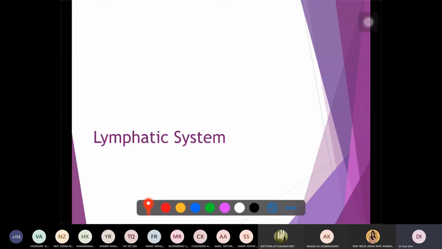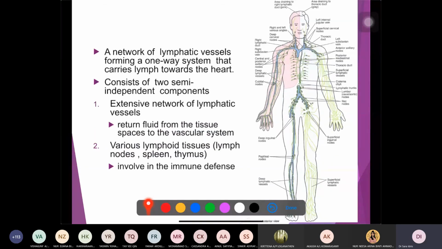The lymphatic system is a network of lymphatic vessels that forms a one-way system that carries lymph towards the heart. I hope you know this: you have an arteriole that feeds into the capillary bed, and that will be drained by a venule first and then eventually into the vein. Around the capillary bed is where gas exchange occurs, so all the cells will be located there.